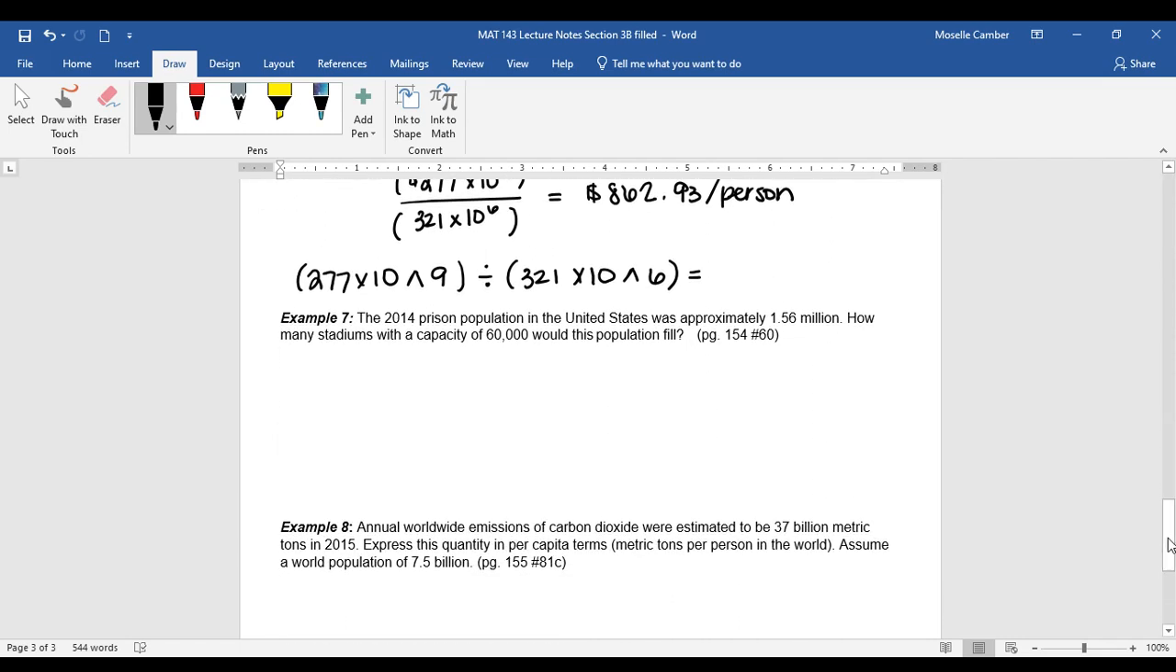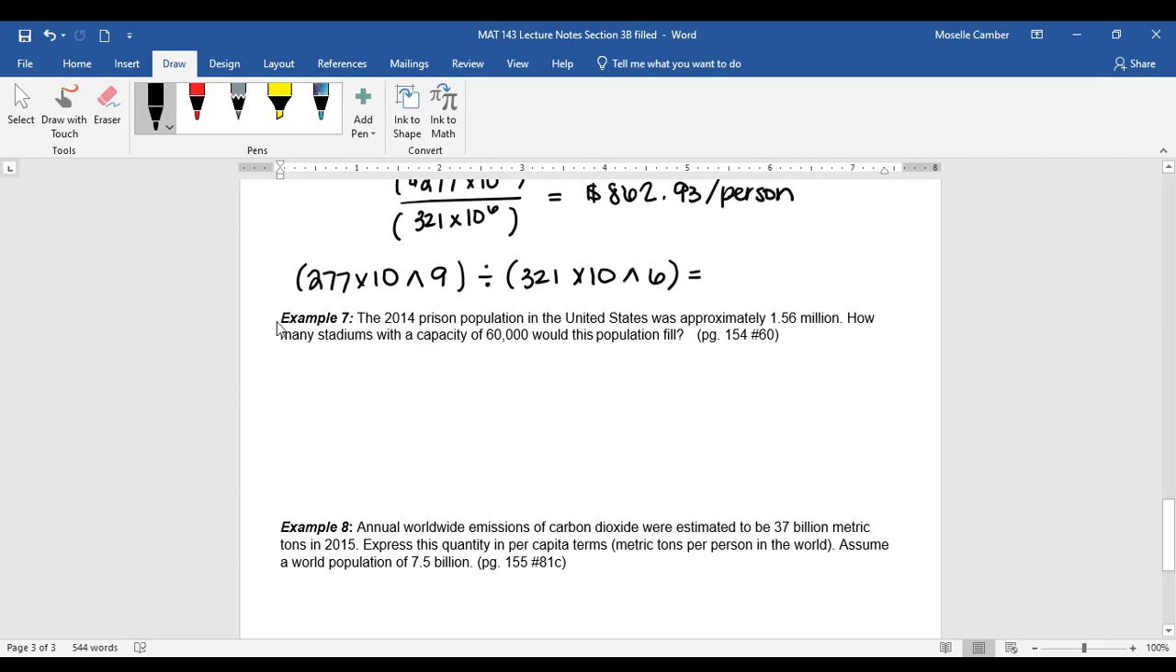Okay, example 7. The 2014 prison population in the United States was approximately 1.56 million. How many stadiums with a capacity of 60,000 would this population fill? So if we were going to take all the prison population and just stick them in stadiums, how many stadiums would be full?